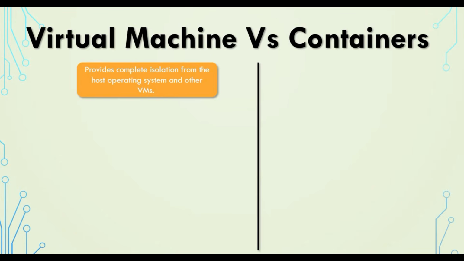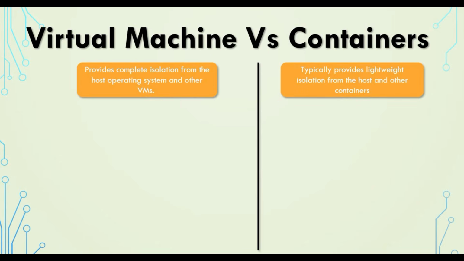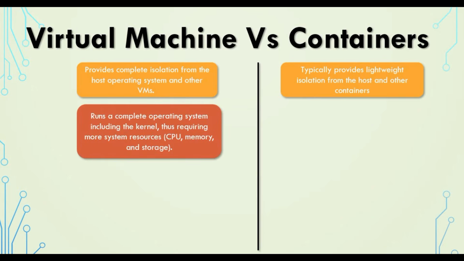So you can run Windows, Linux, Mac, or any kind of operating system on your virtual machines. It does not care about the host operating system, and this is completely isolated between two VMs as well. Whereas containers typically provide a lightweight isolation. So it's not a complete isolation; it provides a lightweight isolation from the host and other containers. So it uses some kind of relationship between your host and the containers, because it uses some of the system files for running your containers, right?